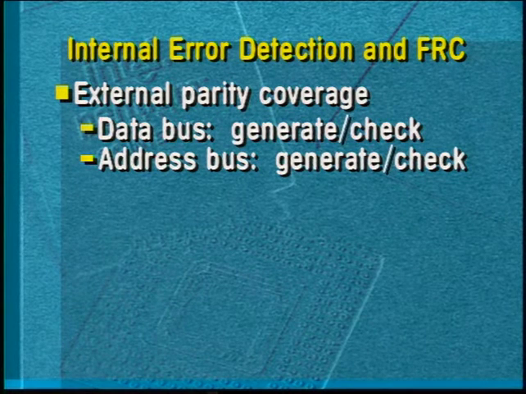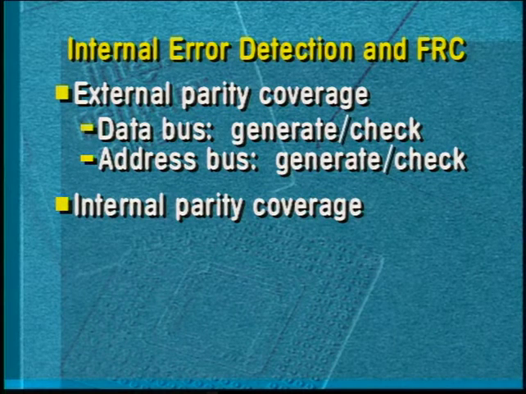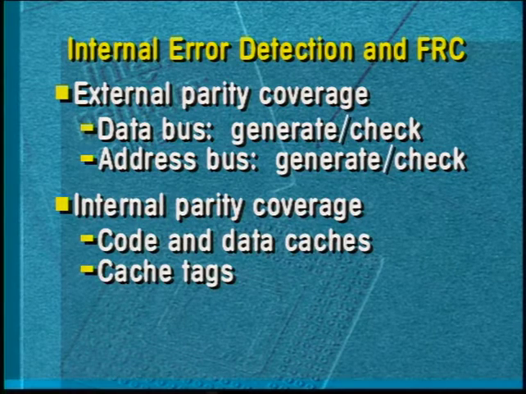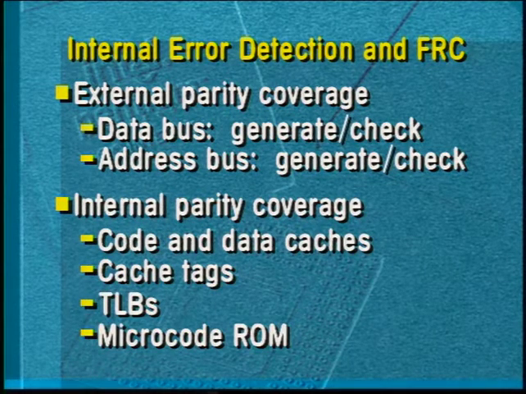In addition to this external error detection capability, within the chip, we've included parity bits on all the major arrays. This includes the code and data cache arrays, cache tag arrays, the TLBs, and even the microcode ROM. All of these have parity bits included so that any internal errors are detected and are reported via a pin. This internal parity checking covers about half the devices on the chip, and so provides a very nice basic level of coverage.